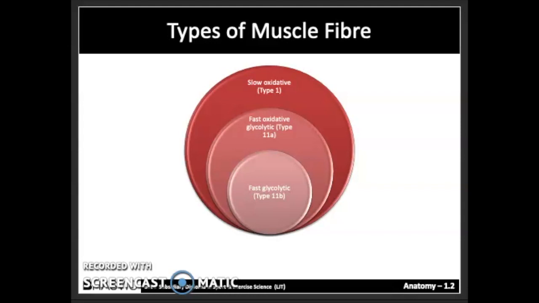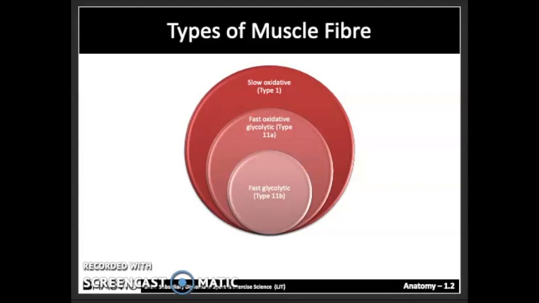Therefore, the recruitment order of muscles is that slow oxidative muscle fibers are recruited first, then fast oxidative muscle fibers second, and lastly fast glycolytic. This is because the motor neuron engages with type 1 first. However, if what it is trying to achieve requires more force or power, fast oxidative muscle fibers will be recruited, but if that does not produce enough power, then glycolytic muscle fibers will be recruited.